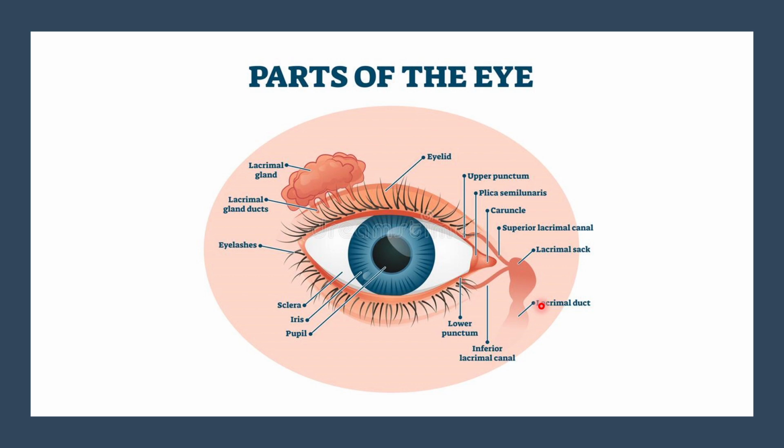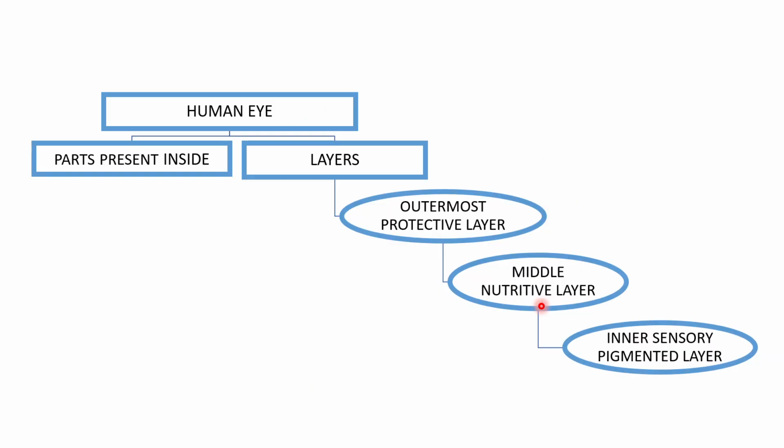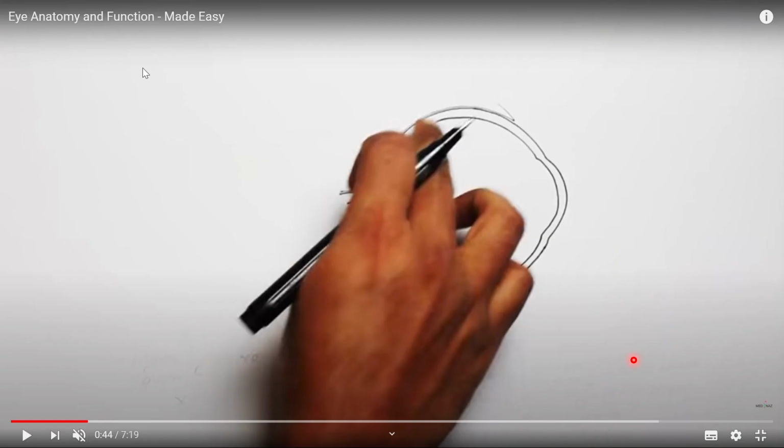Now let's move on to the anatomical parts of the human eye, which can be learned in two parts, that is parts present inside and the layers of the eyes. There are basically three layers of the eyes: outermost protective layer, then middle nutritive layer, and inner sensory pigmented layer. You can see in this video which I collected from YouTube.